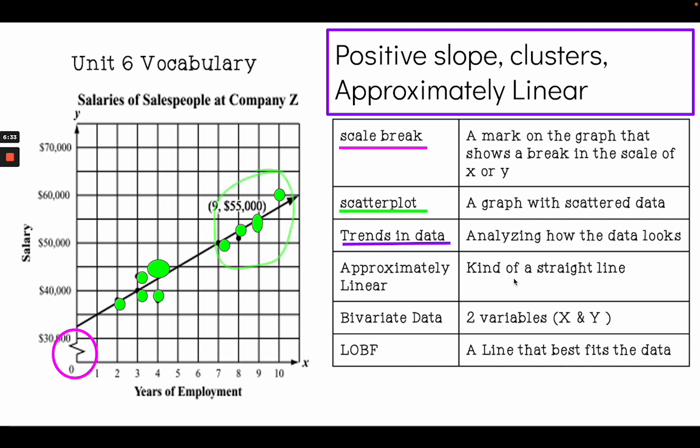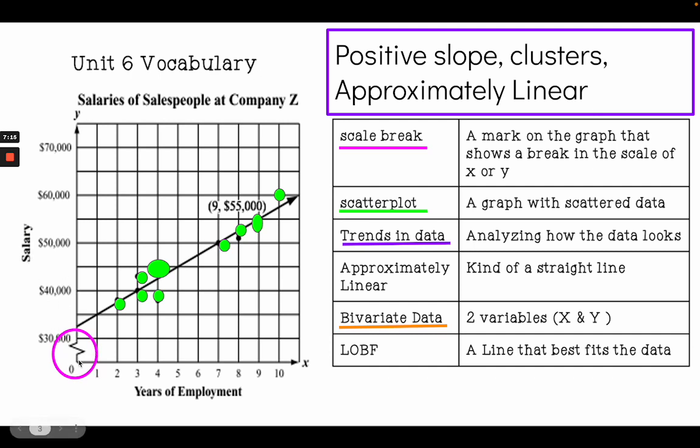Okay, our next word is bivariate data. Bivariate means two variables. So bi, two, variate, variables, and data. And when we talk about two variables, we're talking about our x and our y data. When we have a scatter plot, we're always going to have bivariate data. And as you can see, our variable on the x-axis is years of employment. So this is how many years the person has worked at a job. And our y-axis variable is salary. And this tells us how much money they've made.